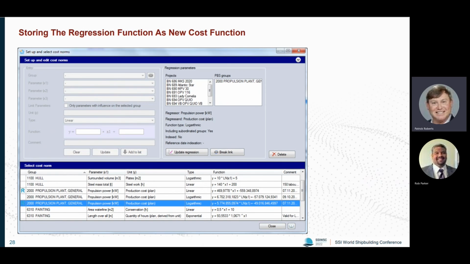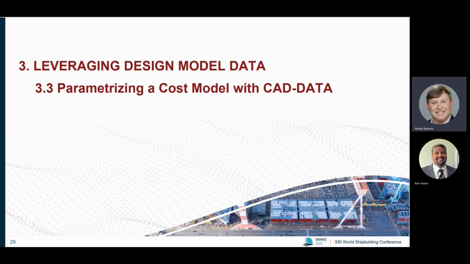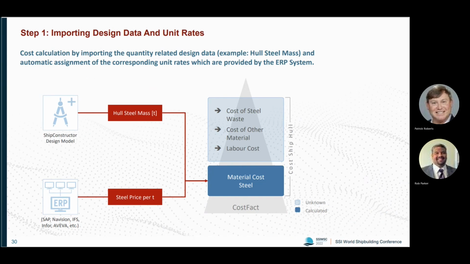So finally, just an example of how it could work in the estimation process when we put all these different features together. When I work on a hull, and the target is to calculate the total cost of the hull, the first step is to get the information of the hull mass from the CAD system. Pretty easy, we have it in CostFact. Then the ERP system provides information on how many dollars 1 ton of steel costs. So putting both together, I have the information about the direct cost for the steel.